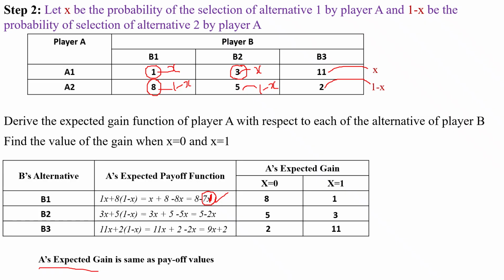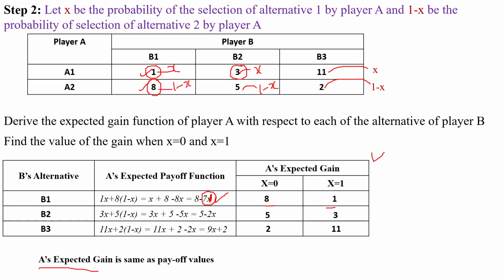So here observe that A's expected gain values are the same as the payoff values of B. For the B1 strategy, the gain values are 1 comma 8, and here also we are getting the same values, 8 comma 1. So we can draw the graph directly by using these payoff function values. But from an exam point of view, you had better draw this tabular column.